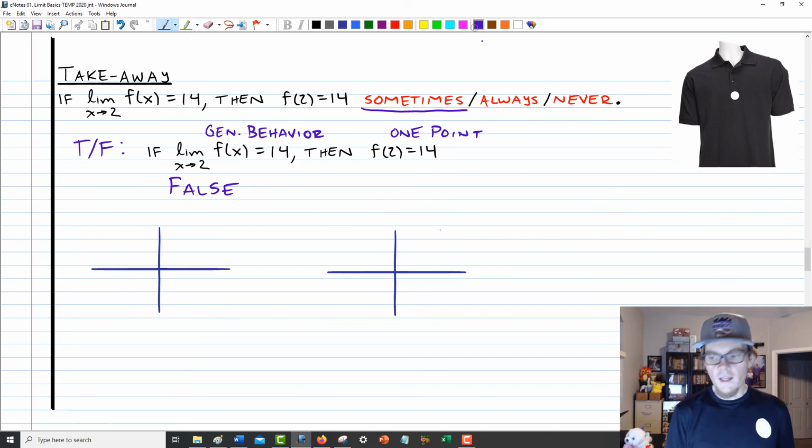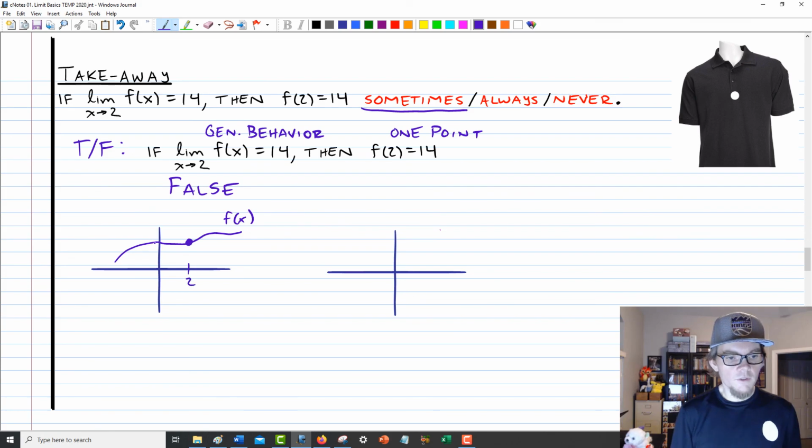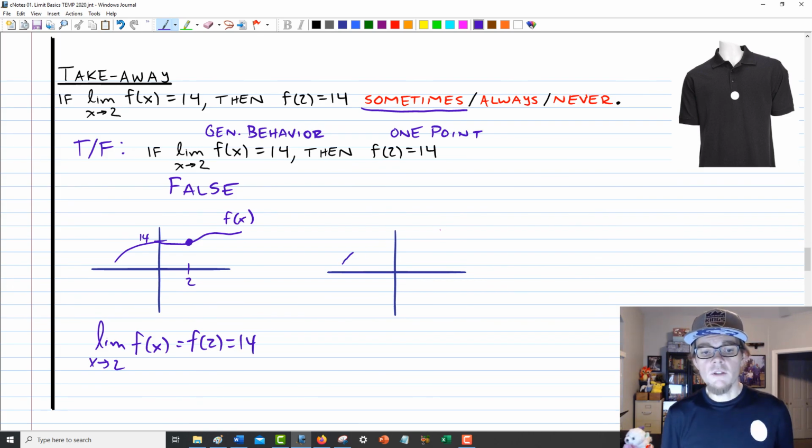So imagine we've got a nice little relationship here. If this is our function f of x, we've got a situation where at x equals 2, we're at the y value of 14. In this case, the limit as x approaches 2 of f of x is equal to f of 2, which is 14. But keep in mind, there are other situations that would be possible.